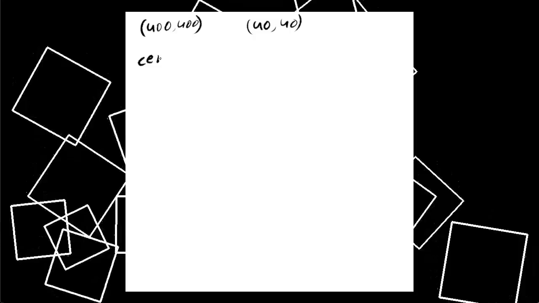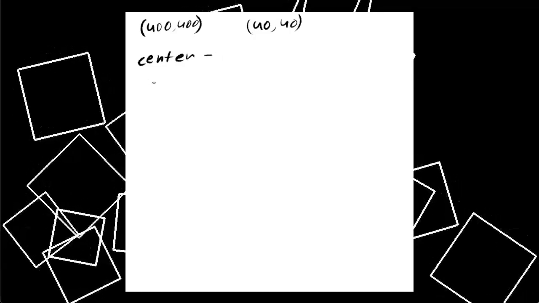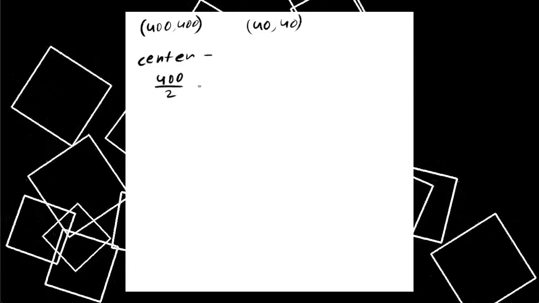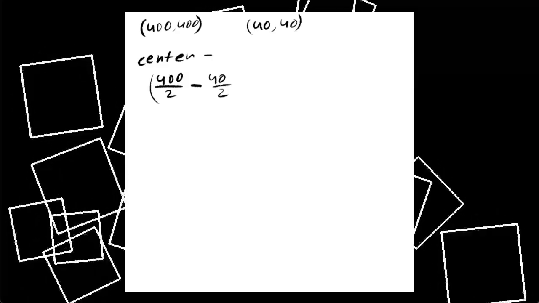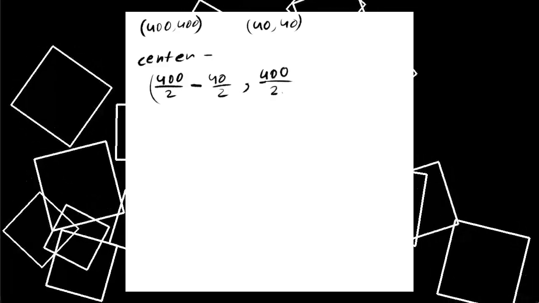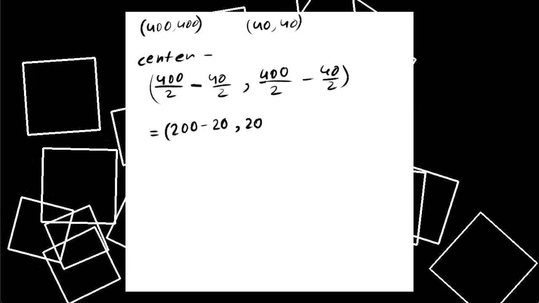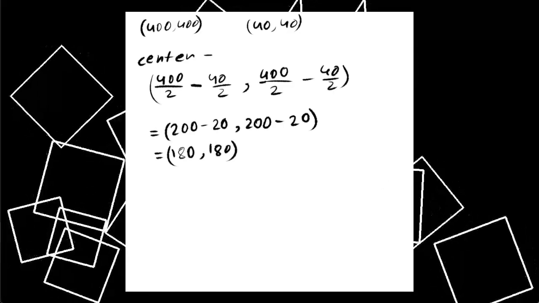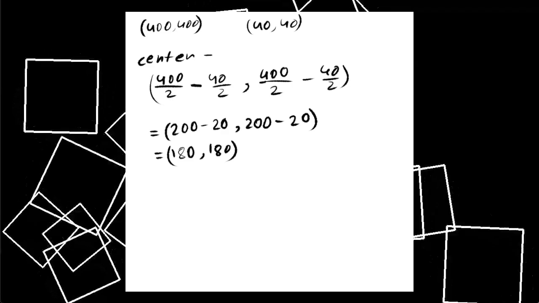See, our screen size is 400, 400. Font size is 40, 40. Then the center is screen width by 2 minus font width by 2, comma, screen height by 2 minus font height by 2. This is why we give the font position 180, 180.